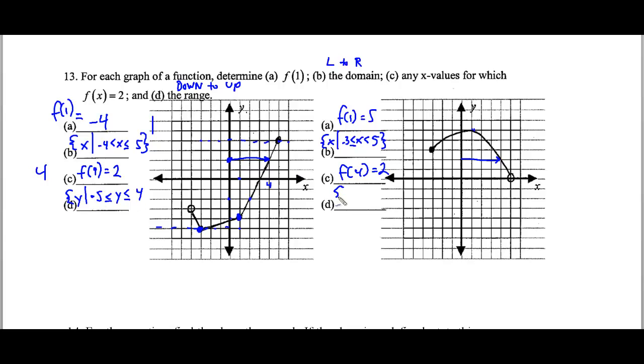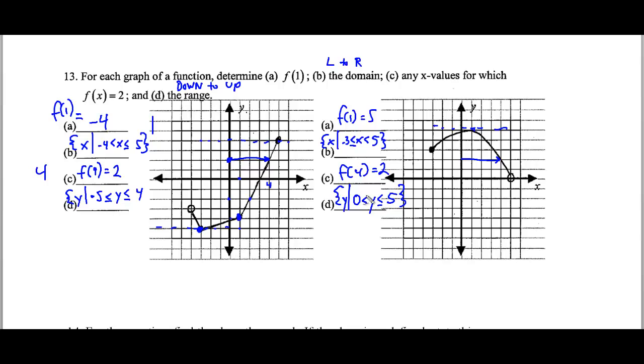Okay, let's do the range here. So the lowest point is 0 right there, and my highest point is way up here at 1, 2, 3, 4, 5. So we go between my 0 and 5, and we do not touch it at 0, but we do touch it at 5. There we go. So between 0 and 5.